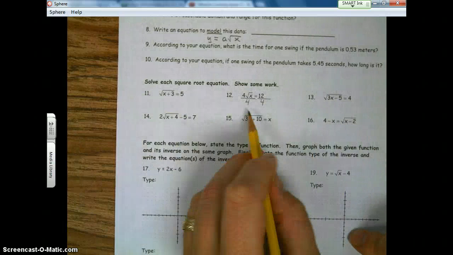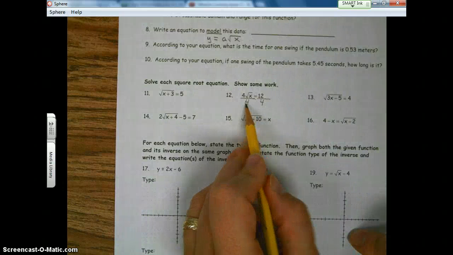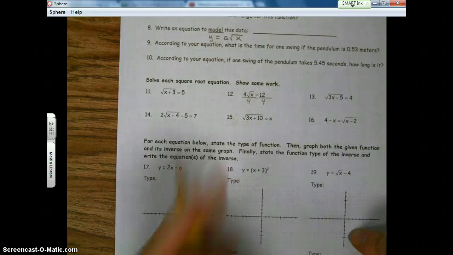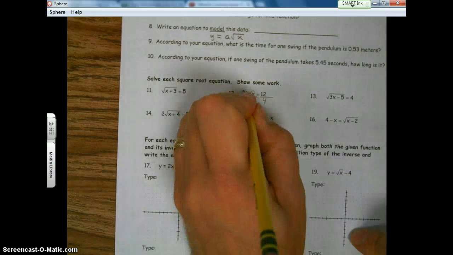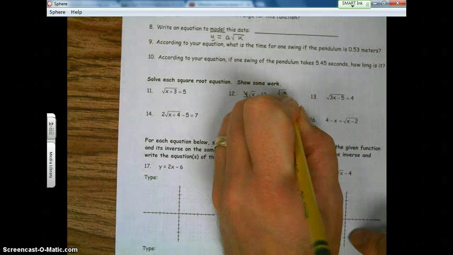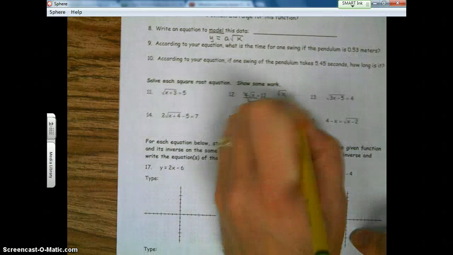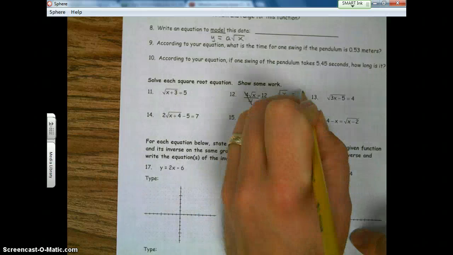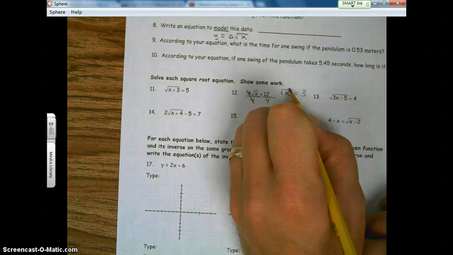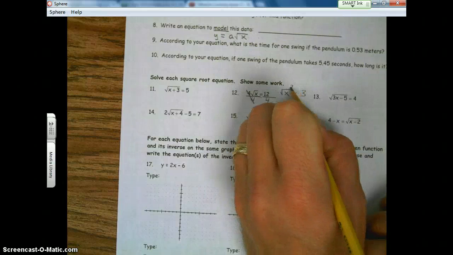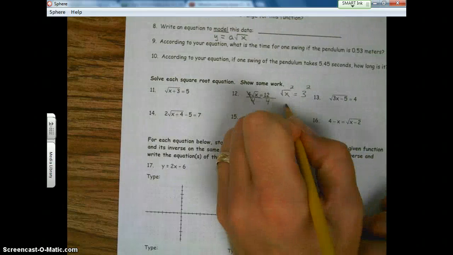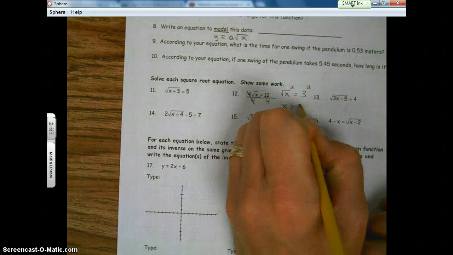And the reason why I'm going to go ahead and divide here is because I can divide by 4 on both sides. So I'm going to go ahead and do that. So I'm going to end up with the square root of x equals 3. Okay, now we can get rid of the radical, square both sides, we get x equals 9.